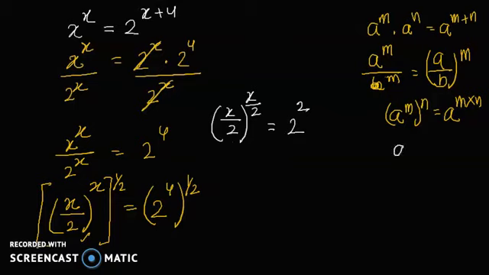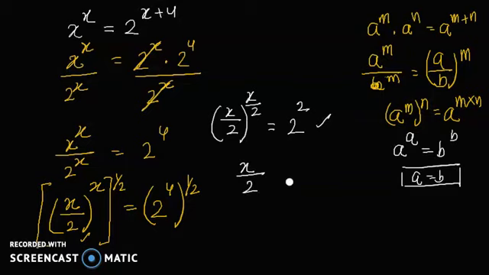Now if a raised to power a equals b raised to power b, then we know a equals b. So using this concept here, we can write x by 2 equals 2, from where we can say x equals 2 times 2, that is 4, and that is our answer.